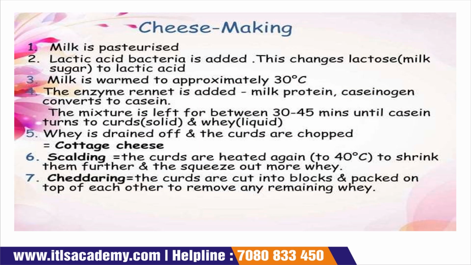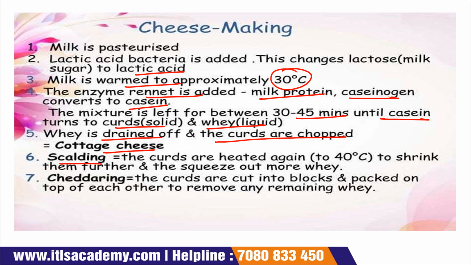Cheese making. Milk is pasteurized, then we add the lactic acid bacteria. Then this changes the lactose to lactic acid. Then milk is warmed to approximately 30 degrees. The enzyme rennet is added. Then the milk protein caseinogen converts to casein. The mixture is left for between 30 to 45 minutes until the casein turns to curd and whey. Then the whey is drained off and the curd is chopped.